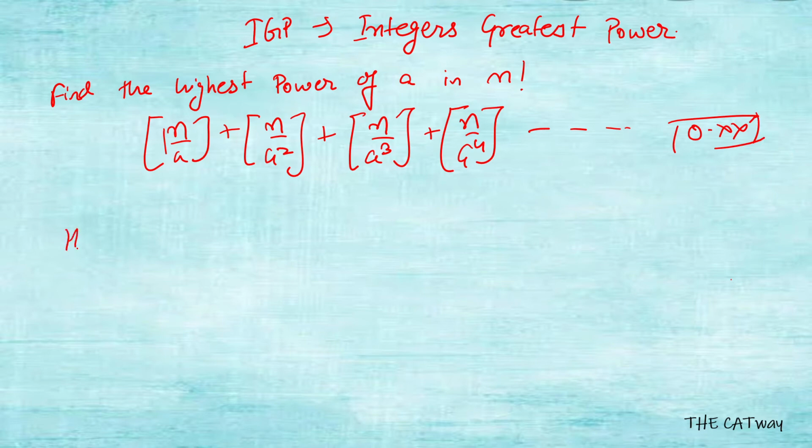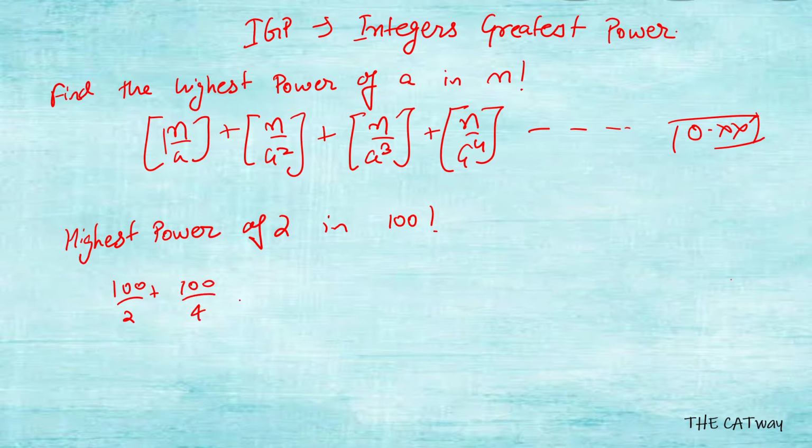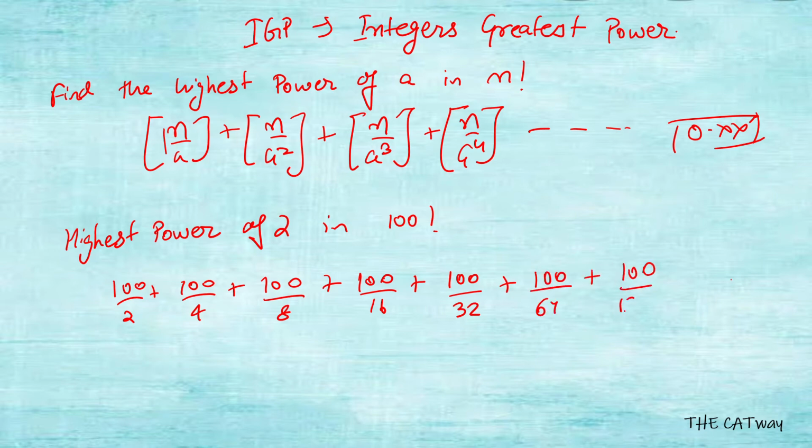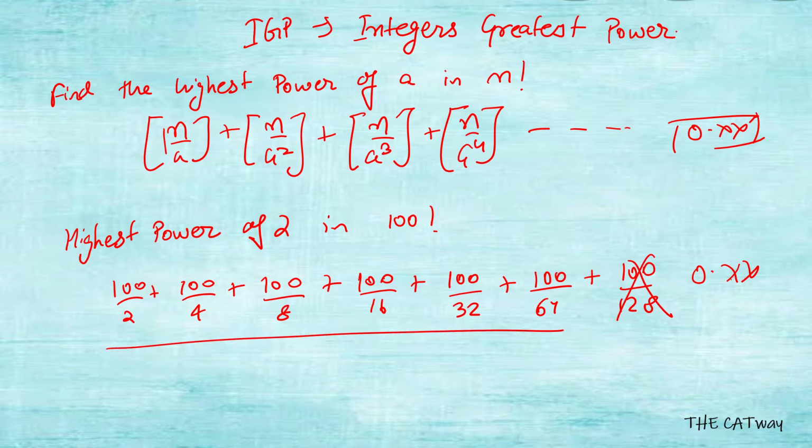So we have to find the highest power of 2 in, let's say, 100 factorial. So what you do is 100 divided by 2 plus 100 divided by 4 plus 100 divided by 8, 100 divided by 16, 100 divided by 32, 100 divided by 64, 100 divided by 128. Will we write 100 divided by 128? No, we will not write, because the value of this is going to be 0.xx. Okay, now in these, we only take the integral part.